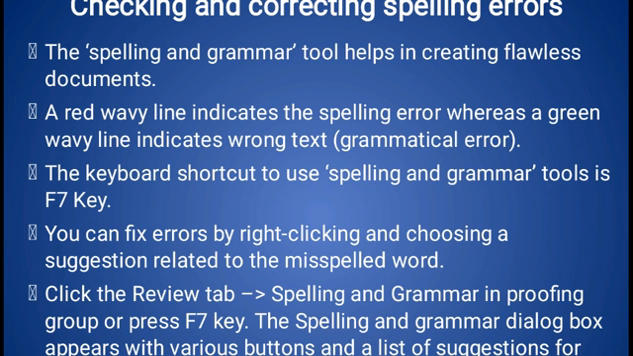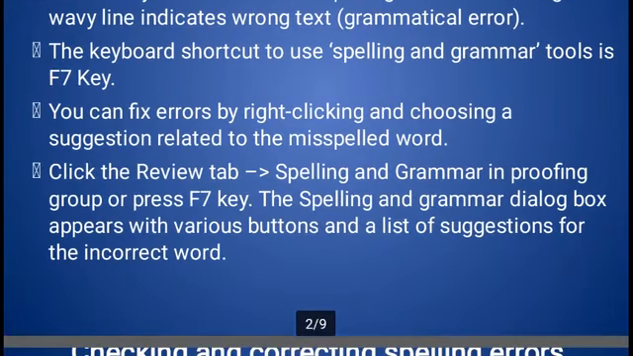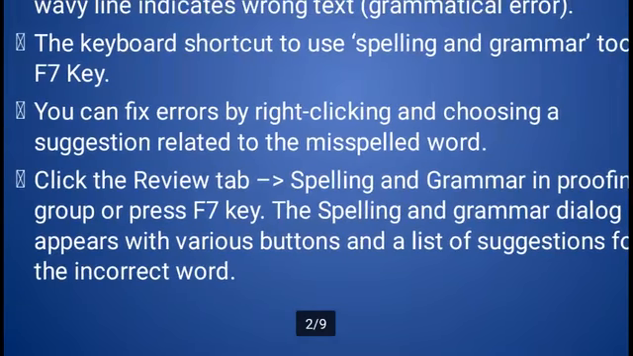Okay, suppose a single word, you can see here this is a red wavy line. So click directly on this word and right click. You can see the suggested other meanings or words, or you can change this. You can fix an error by right clicking and choosing a suggestion related to the misspelled word, or here we can also perform the same thing with the help of the dialog box, but in a large volume of data we can easily remove errors one by one.